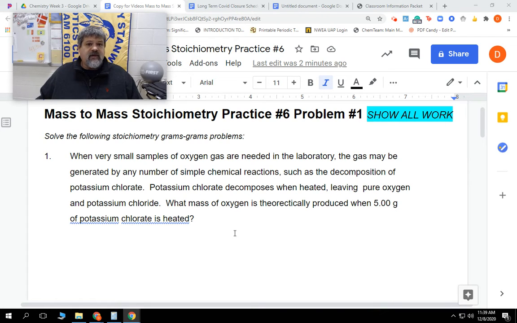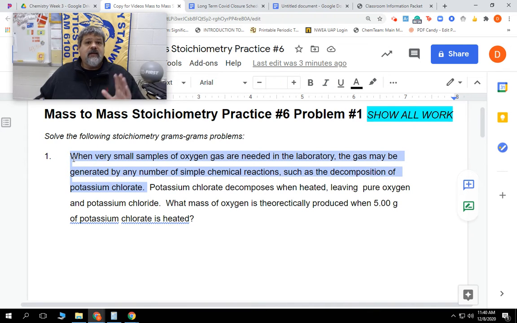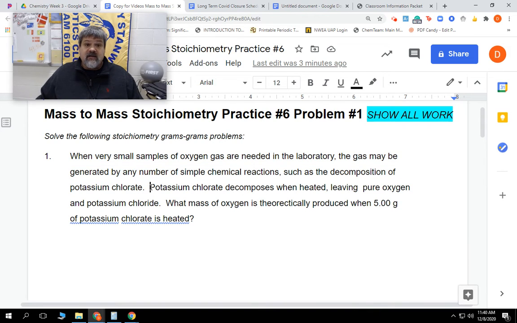Now, there's a couple things with this when we're writing out the skeleton equation. Where do we begin? Well, this whole first part, from there up to there, that is just blah, blah, blah. It's an explanation of why we might need to do this reaction. So the important part for the skeleton equation is from here to there.